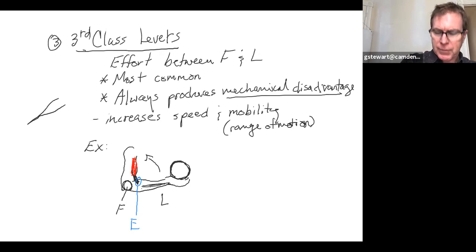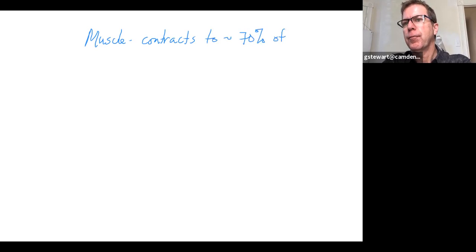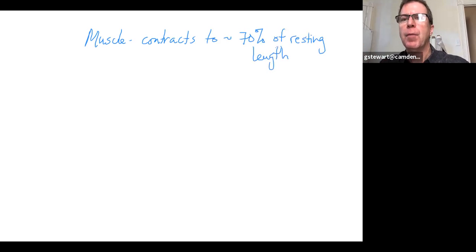Now I'm going to talk about a few extra things before we call it a day. It'll be a short lecture day, which is good. A muscle, when it contracts, typically contracts to roughly 70% of its original resting length. That means you could flip that on its head and say a muscle actually shortens about 30%.